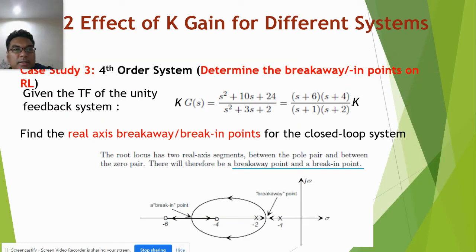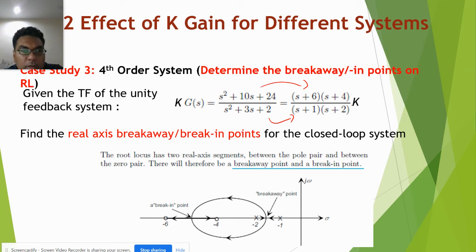Okay, let's see another example, case study number 3, which is on a higher order system, a fourth order system, and how we can determine the breakaway or break-in points on the root locus. The given transfer function for the unity feedback system is here. You can separate it like this. Find the real axis breakaway and break-in points for the closed loop system.